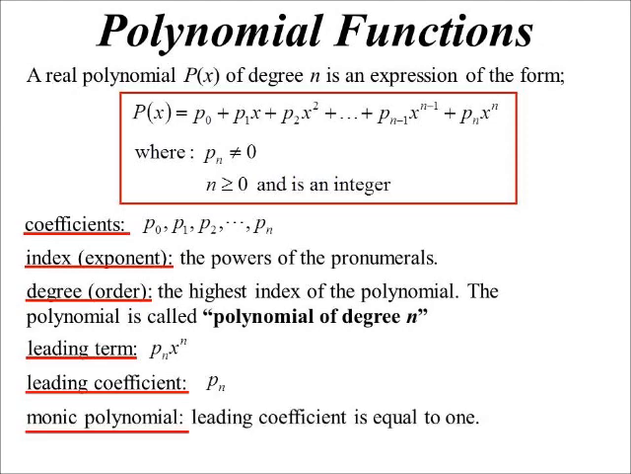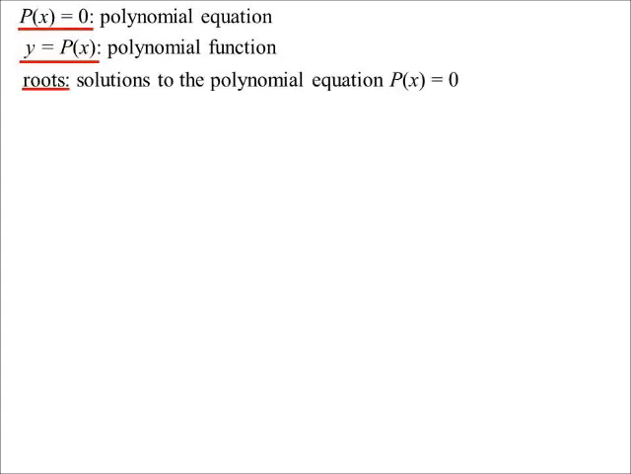And a monic polynomial is when the leading coefficient is equal to 1. Again, some technicalities here. If it's equal to a number, usually we make it equal to 0, then it's called a polynomial equation. If it's equal to another pronumeral, then we call it the polynomial function. Technically, roots are solutions to the polynomial equation.